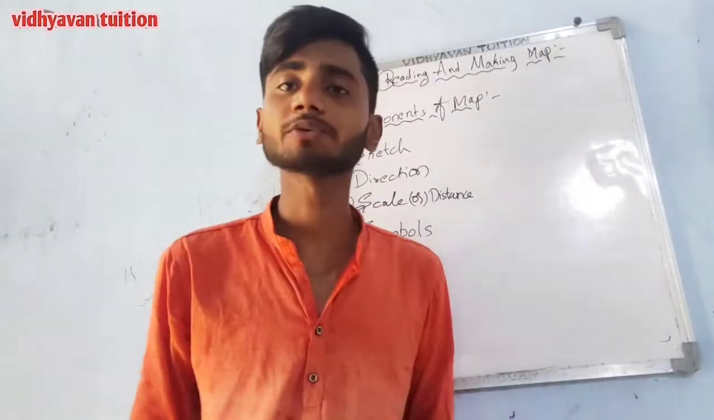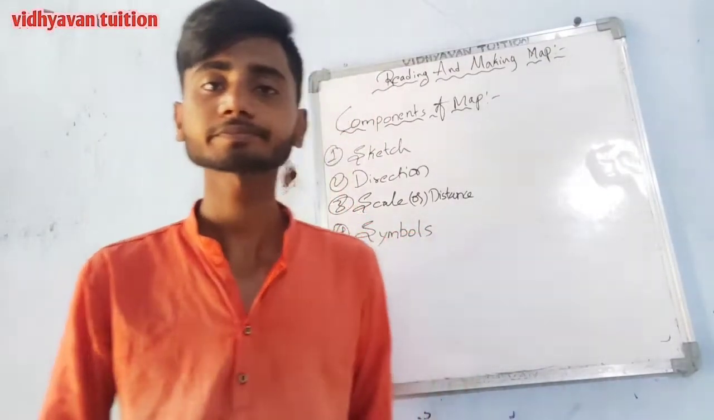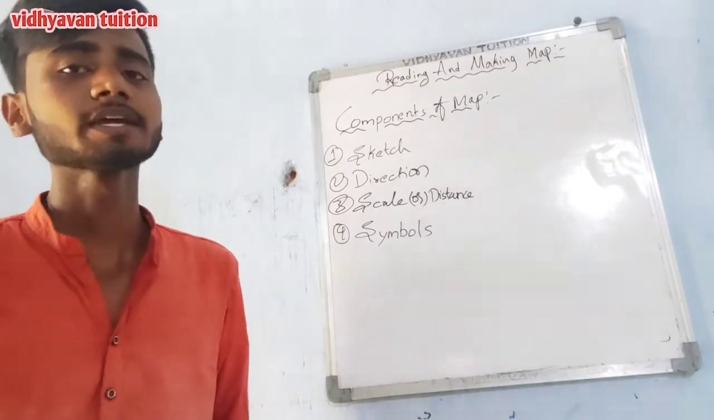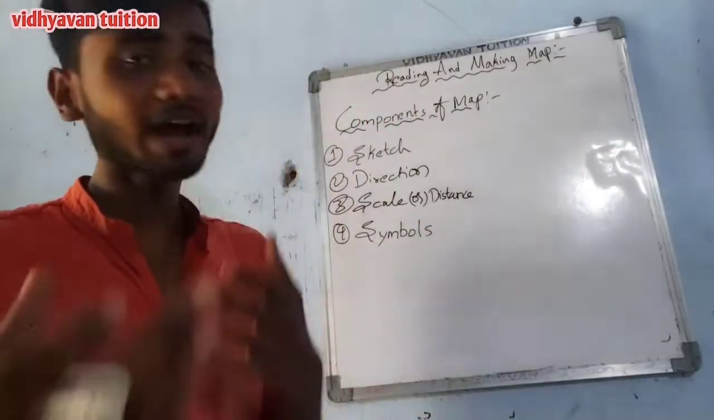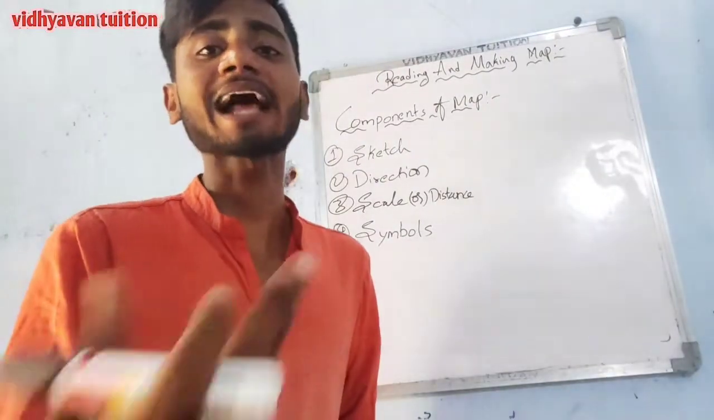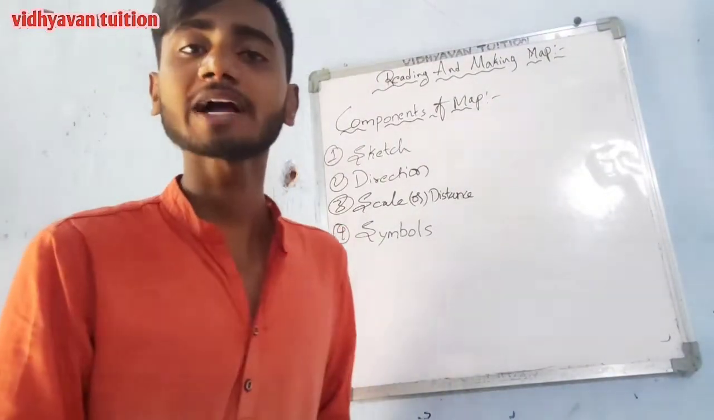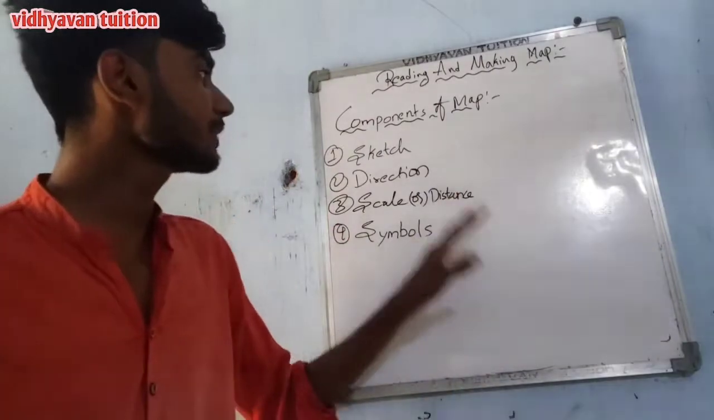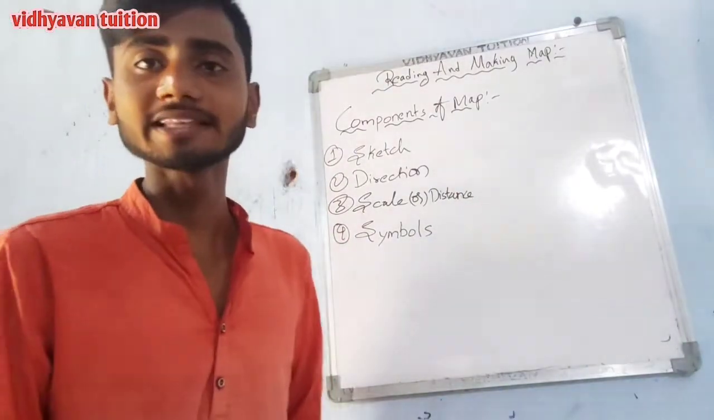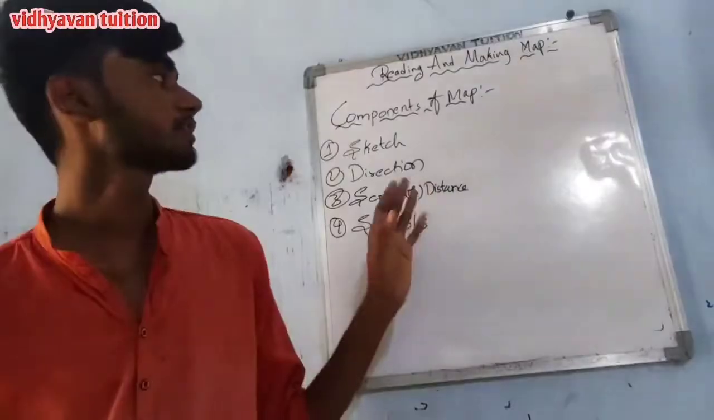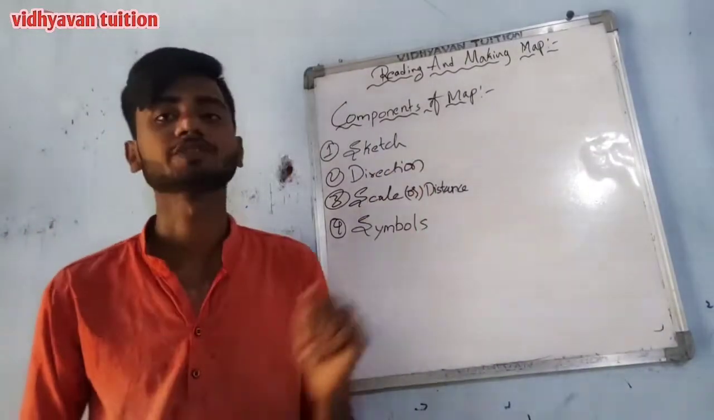First of all, we have to know what a component is. అసలు కాంపోనెంట్ అంటే ఏంటి? A component is nothing but the language of the map. How we have to understand the maps language, it will help you. There are four that we are going to see in this class. The first component is sketch.